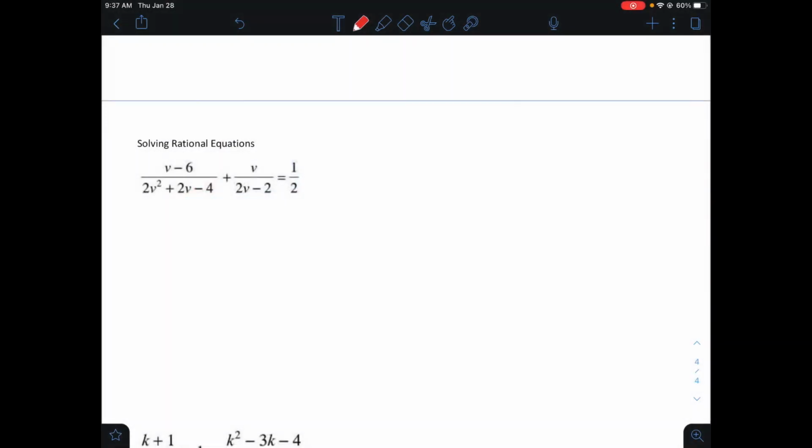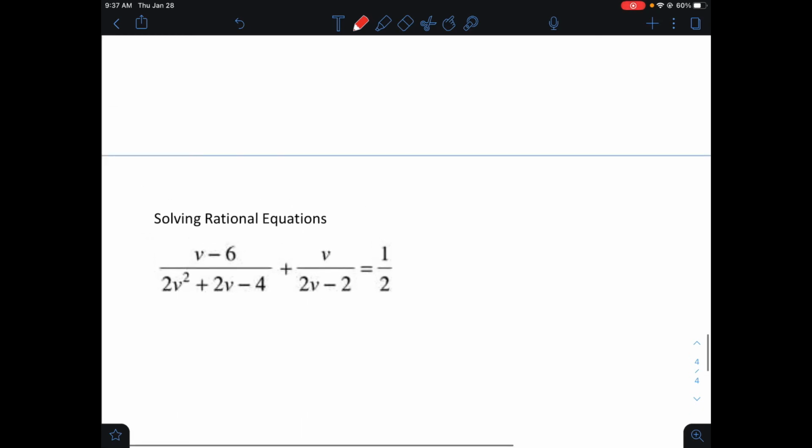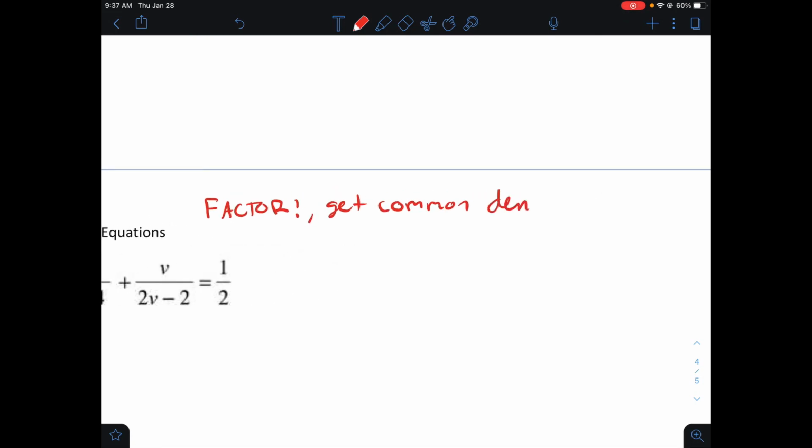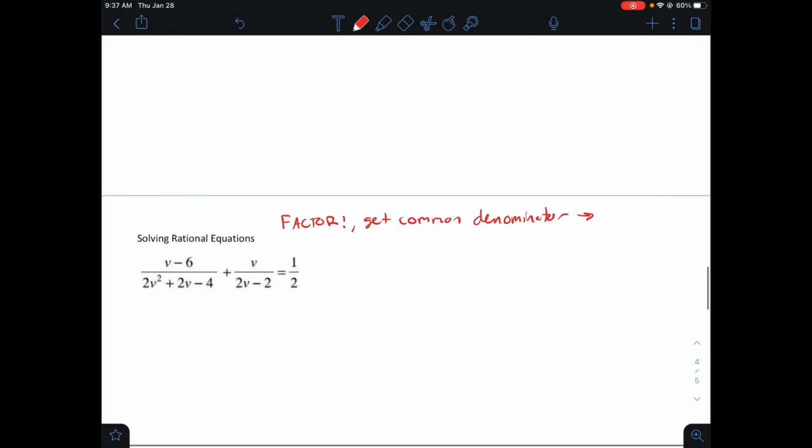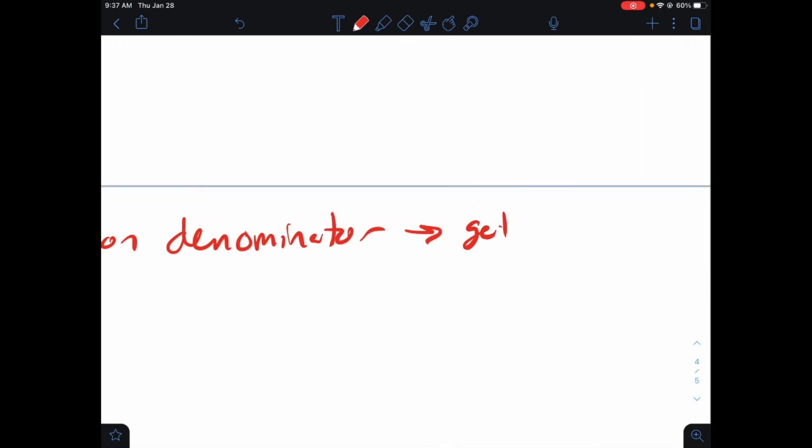All right, we are on our last page here. You guys are doing good. I know this is tough. Now we're going to go ahead and do solving rational equations. So I guess the directions for this would be to, you guessed it, factor, and you need to get a common denominator. And then once you have a common denominator across the bottom, you can just get rid of the denominator.